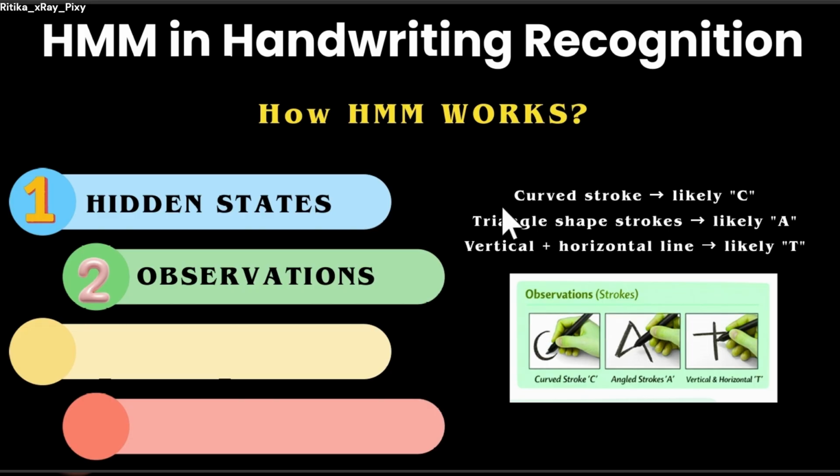Now in the second step we will perform the observation. The system will receive features like a curved stroke, that is likely C. A triangle-shaped stroke, that is likely A. A vertical plus horizontal line, that is likely T. So these visual patterns are the observations generated from the hidden states.